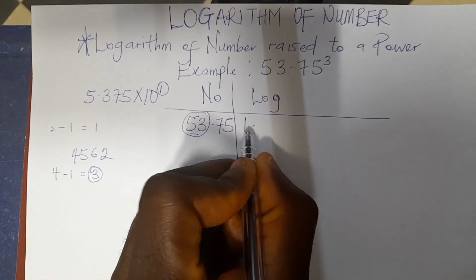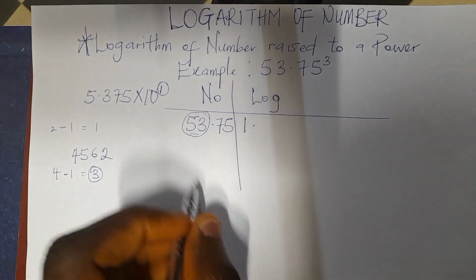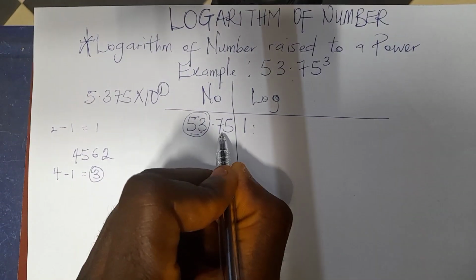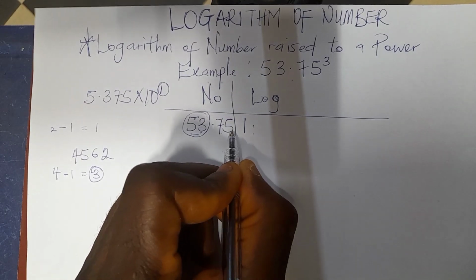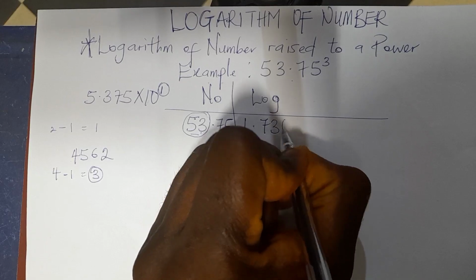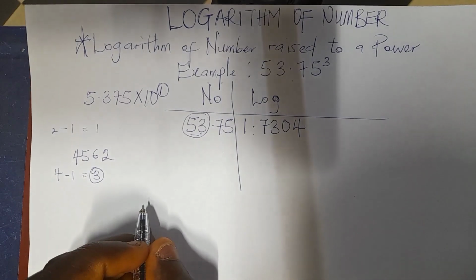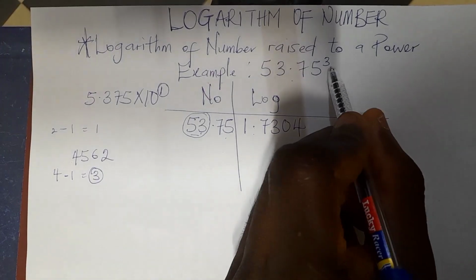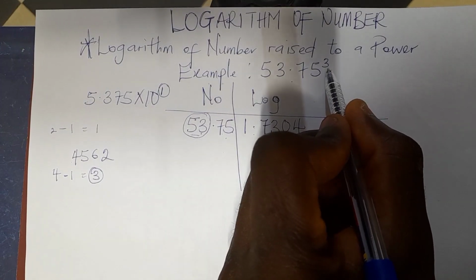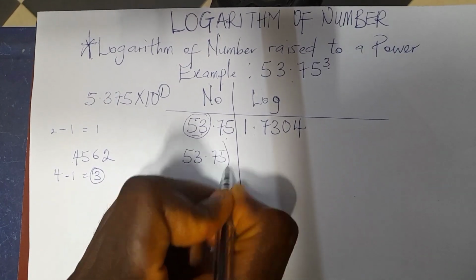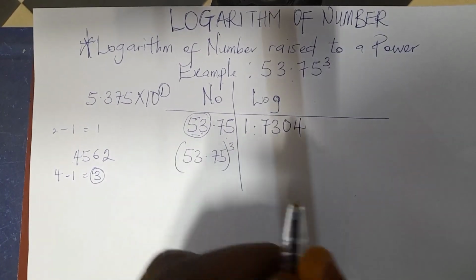Okay, now we have 1 point. Now, what are we looking for? We are looking for 53, under 7 difference, what? Difference 5. So what do we have? We have 7304. Now it means you're done with this. Now for the fact that it is raised to power 3, you now say 53.75 raised to power what? Raised to power 3.